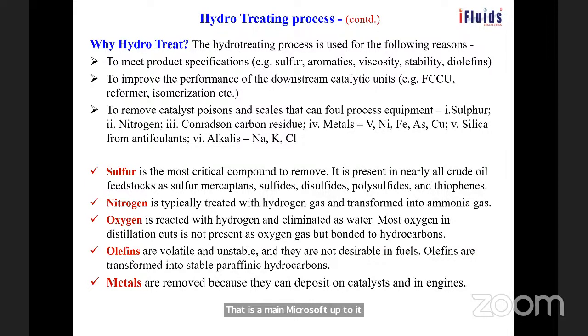Afterwards, whatever H2S is coming out will be absorbed in amine chemicals. Then the rich amine will be sent to the amine treatment unit for stripping. So this is the whole thing about that. Now I will just quickly go through it. The hydrotreating process is used for the following reasons: to meet the product specifications, then to improve performance of the downstream catalytic units, which I was telling, FCC, reformer, isomerization, etc., and to remove catalyst poisons, already mentioned, sulfur, nitrogen, carbon residue, metals, and all those things.